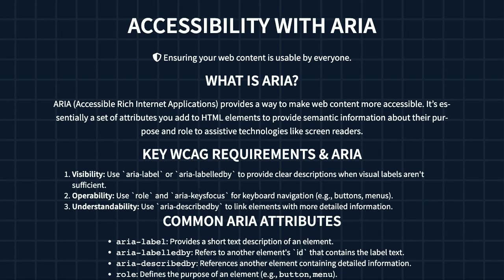ARIA stands for Accessible Rich Internet Applications, and it's a set of tools we can use to provide more information to those technologies. Think of it as giving screen readers extra context about what things are on the page. WCAG, the Web Content Accessibility Guidelines, sets out some key requirements, like making sure things are visible, operable with keyboards, and understandable. ARIA attributes like aria-label, aria-labelledby, and aria-describedby help us meet those needs by telling screen readers exactly what an element does.